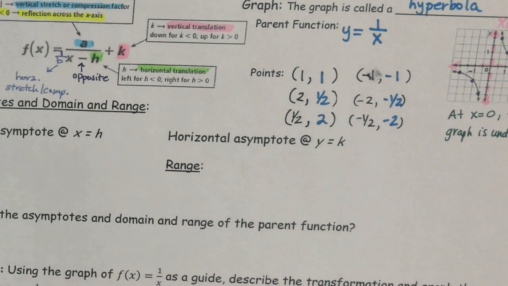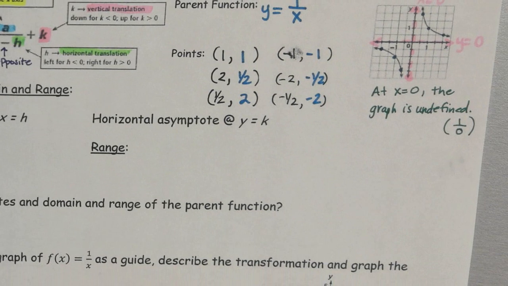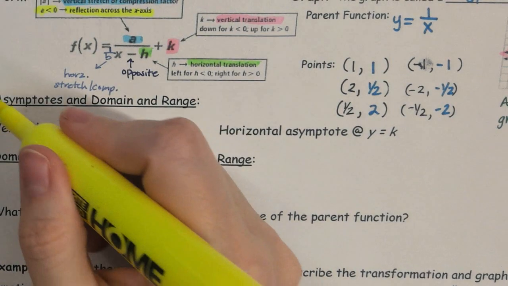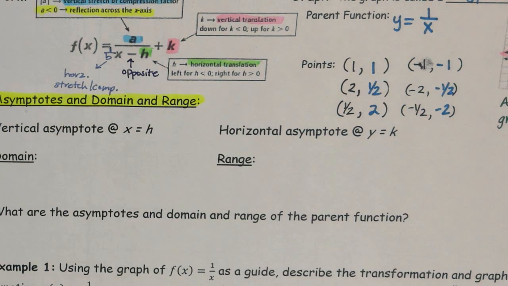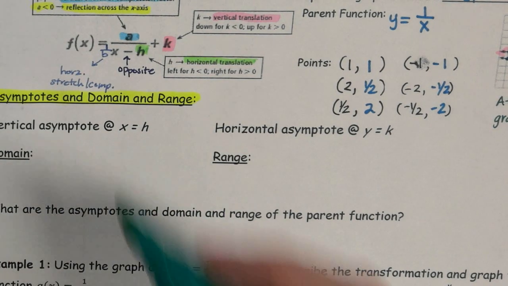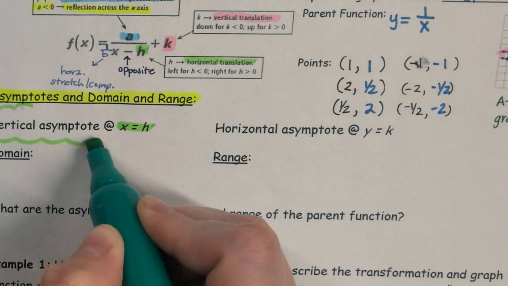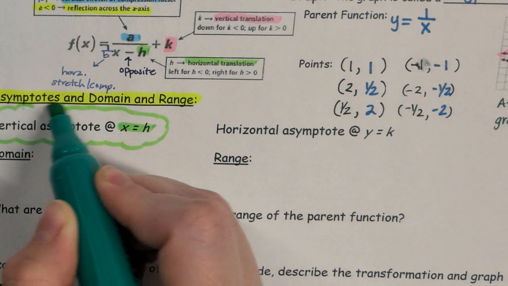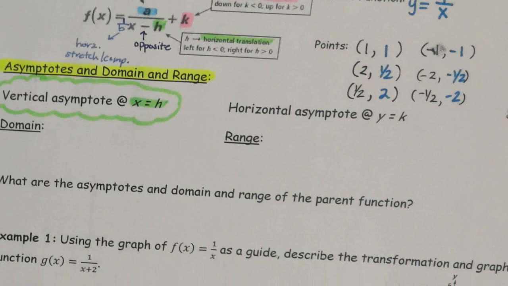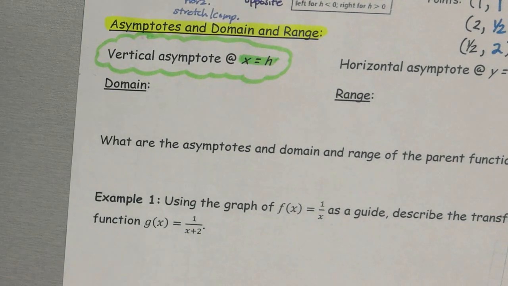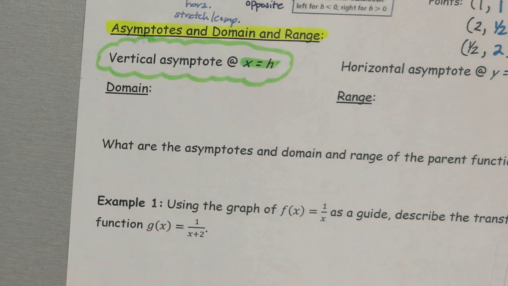All right, so for the next thing, we're going to talk about the asymptotes and the domain and the range. Okay, so the first one is a vertical asymptote, and that is at x equals h. I'm going to draw a happy cloud here. That's for my Bob Ross fans, happy cloud.